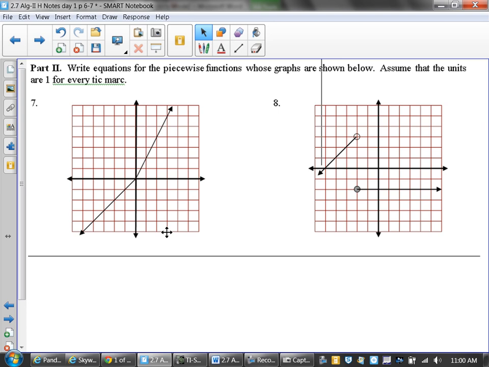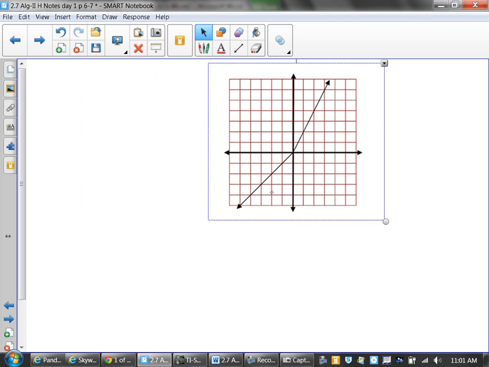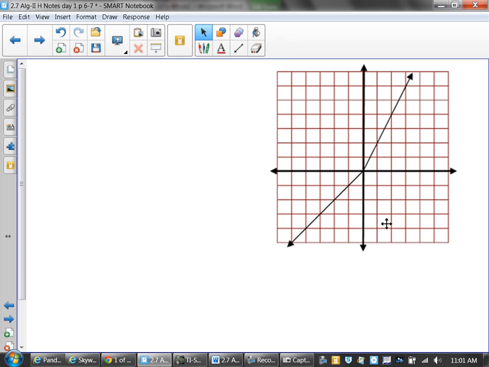So, when we're dealing with writing equations for piecewise functions, we need to do a couple of quick things. And the easiest thing to start with is to identify how many different equations you see on the one graph. So in this one, how many different graphs do you see? I see 2. Correct. In this case here, I see 2 different distinct graphs.